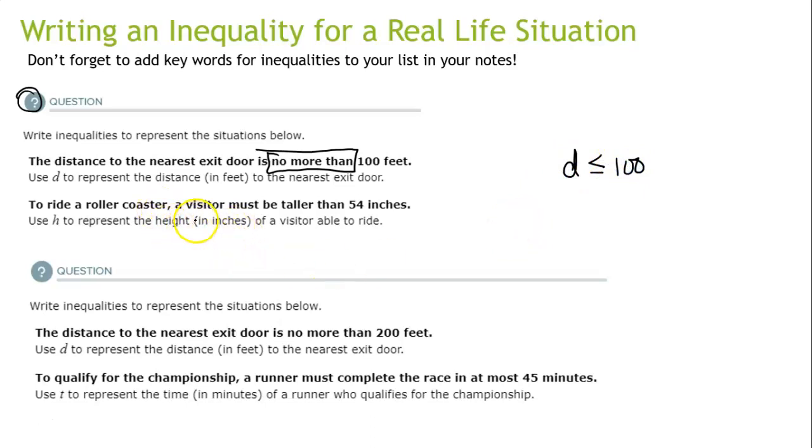To ride a roller coaster, a visitor must be taller than. There's another code word, taller than. That means we want it to be greater than or equal to 54. The height must be greater than or equal to 54. You pause the video and try these two on your own.